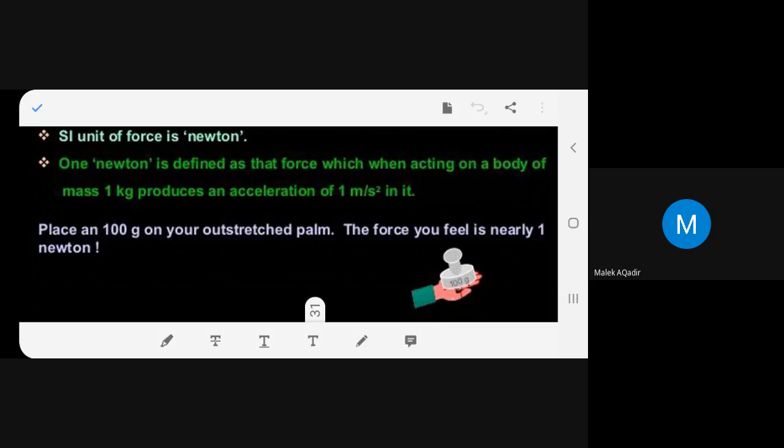Then, place a 100 gram mass on your outstretched palm. The force you feel is nearly 1 Newton. You understood now? Whatever mass you place on your palm, on your hand, anywhere, it is nearly 1 Newton of force that is applied on your palm. You understand? This is universal.